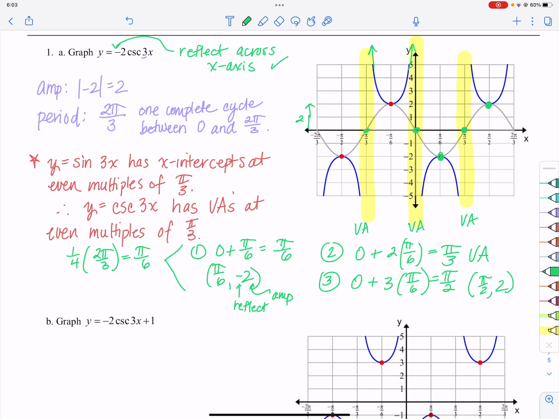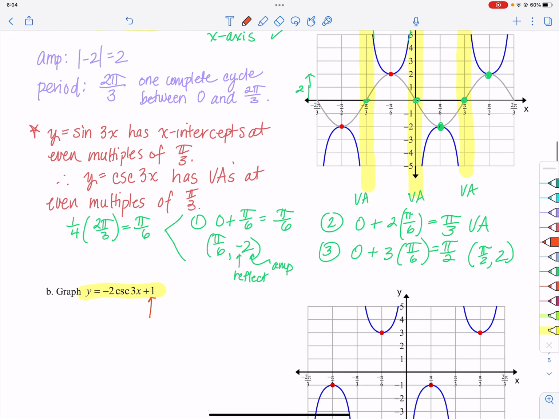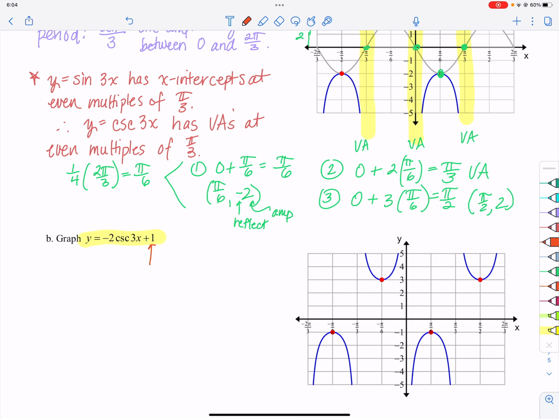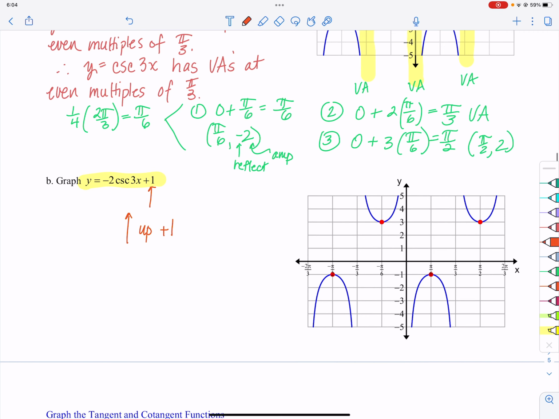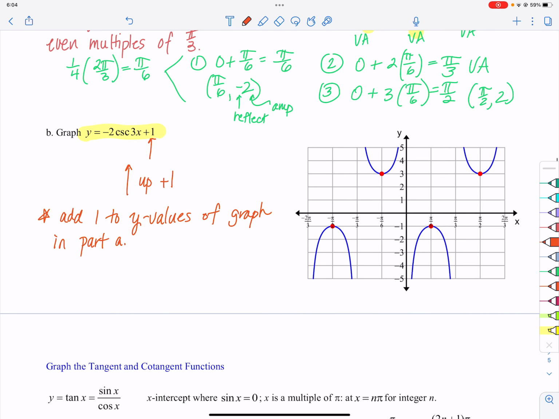Okay, so let's take a look at the next graph. What's the difference between this graph and this graph? You guessed it, right here. We are going to add 1. We have a vertical shift up 1. So we will add 1 to the y values of the graph in part A. So let's do a few of those points.